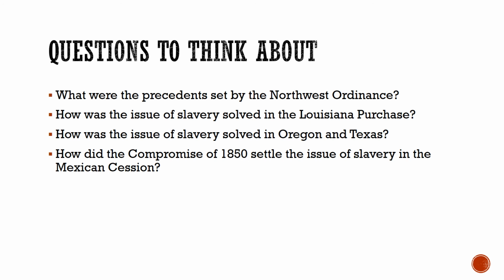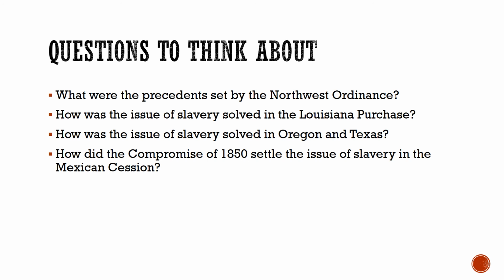And then finally, the Northwest Ordinance is going to completely ban slavery in this area. And it's going to set up a precedent of debate between the pro-slavery forces that want to expand into the Western territories and the abolitionists who want to prevent that. Second, how was the issue of slavery solved in the Louisiana Purchase? That is solved by the Missouri Compromise, drawing a line.